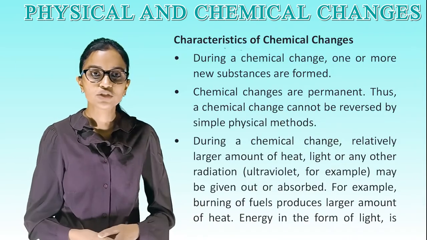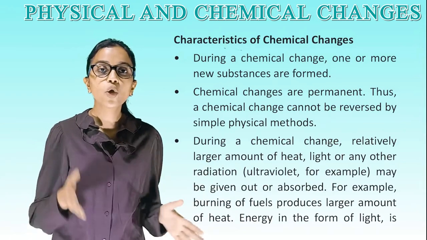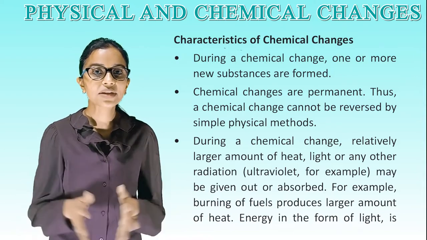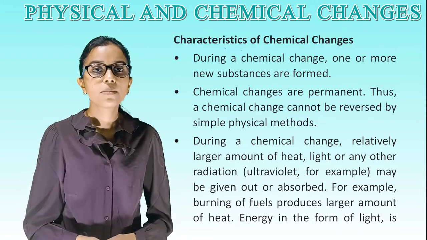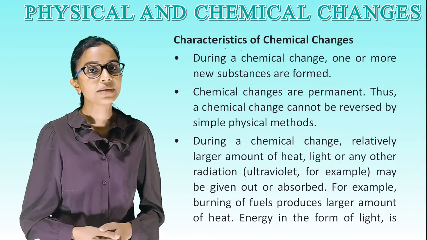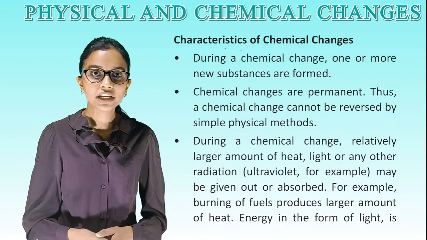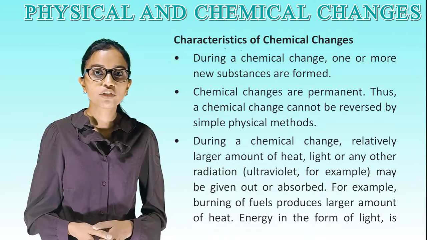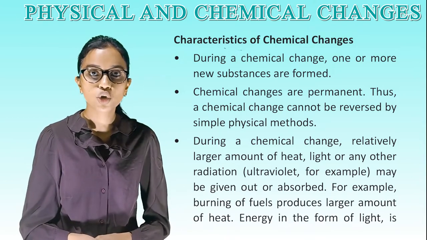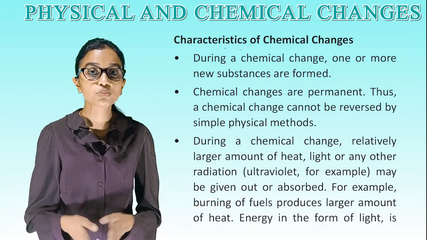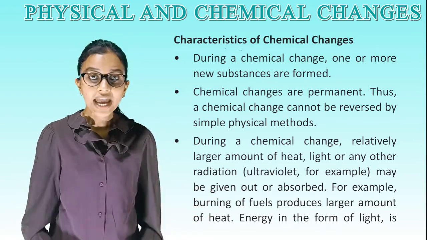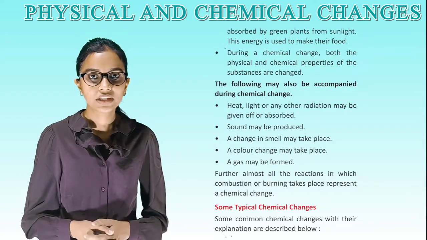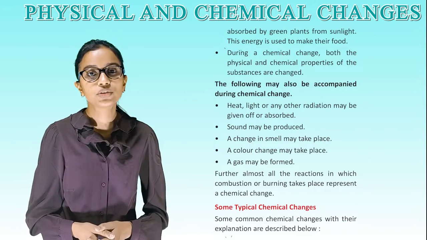Characteristics of chemical changes. During a chemical change, one or more new substances are formed. Chemical changes are permanent. Thus, a chemical change cannot be reversed by a simple physical method. During a chemical change, a relatively large amount of heat, light or any other radiation, ultraviolet for example, may be given out or absorbed. For example, burning of fuels produces a large amount of heat. Energy in the form of light is absorbed by green plants from sunlight. This energy is used to make their food.